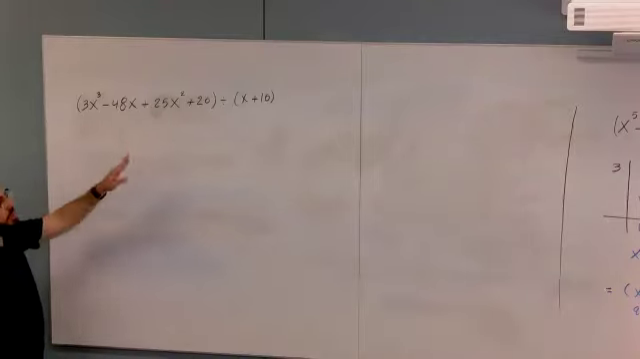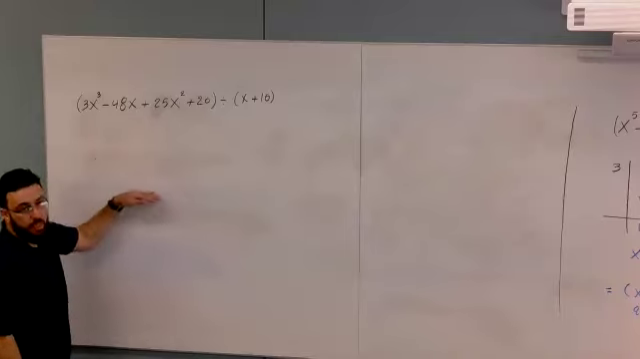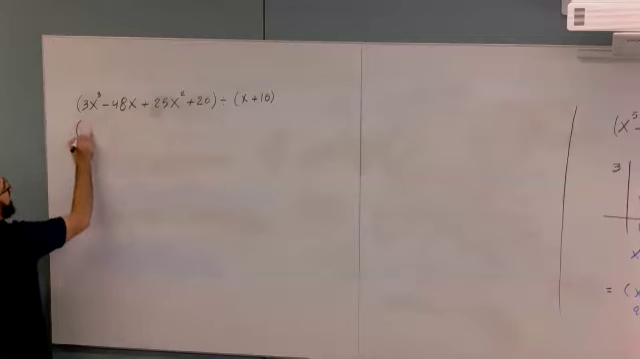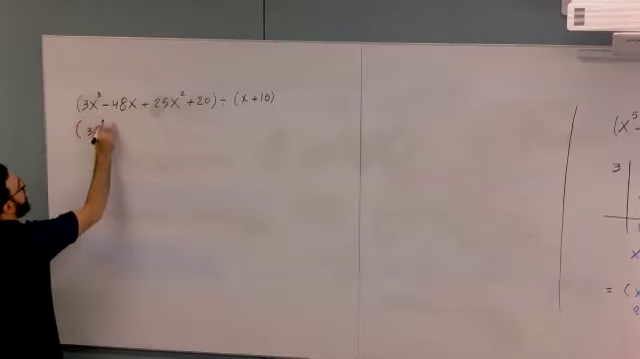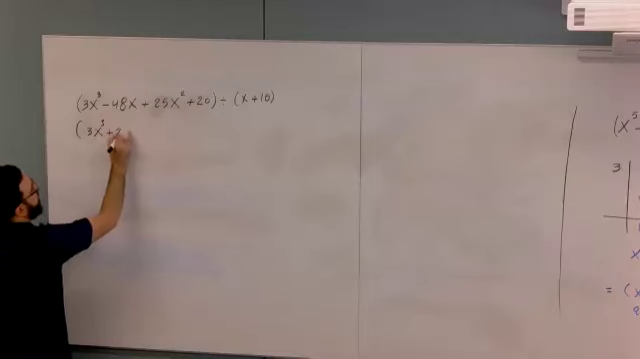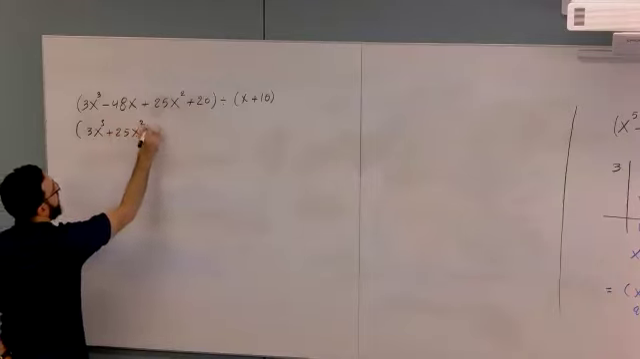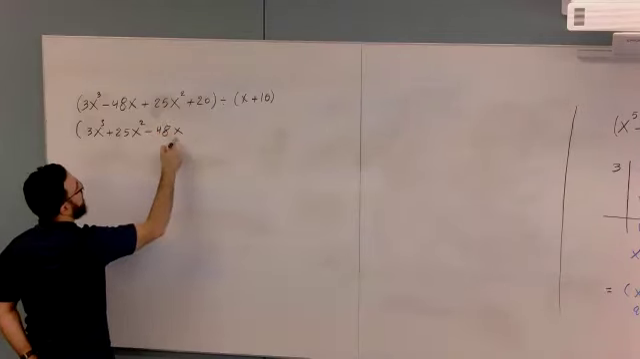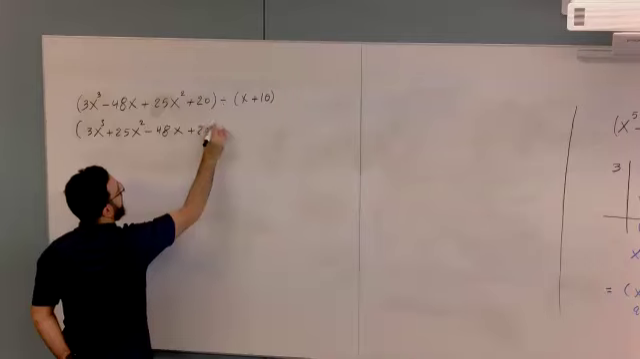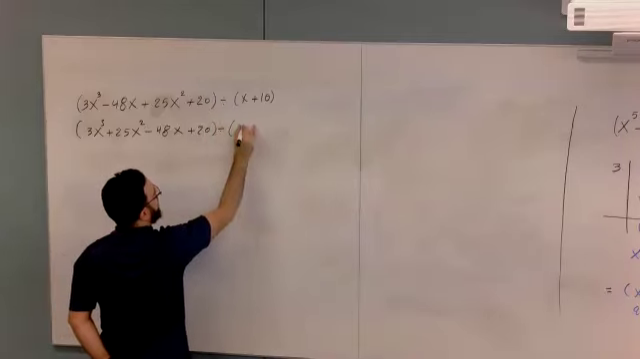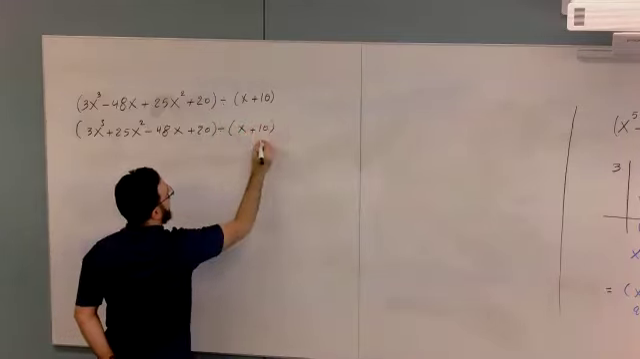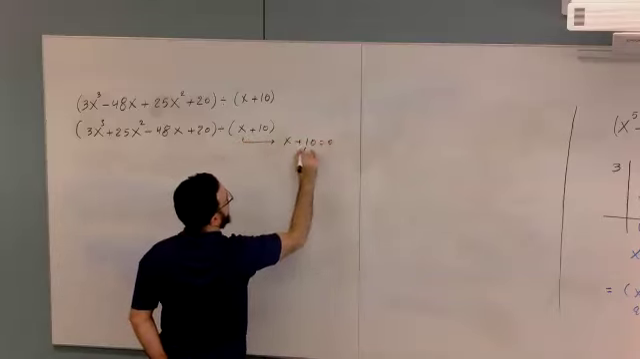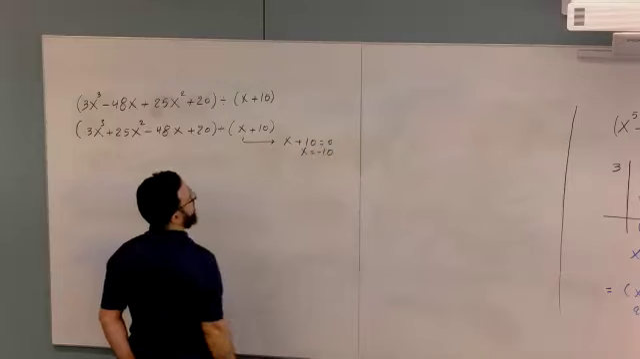You have to put everything in order because if you set up the same thing here, the answer is going to be wrong. So I have to rewrite this one again as x cubed plus 25x squared minus 48x plus 20. And this one is divided by x plus 10. From here, x plus 10 equals 0. That means x equals negative 10.